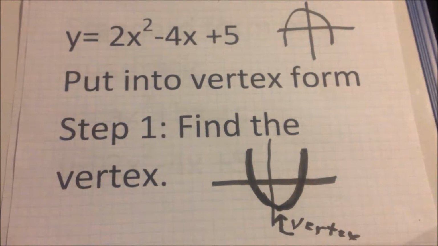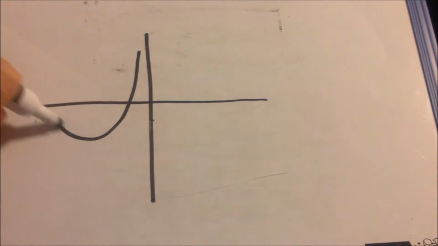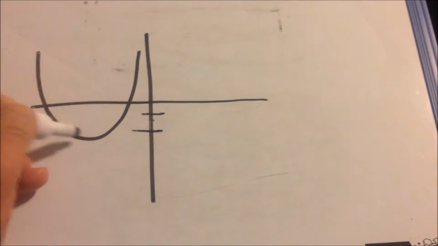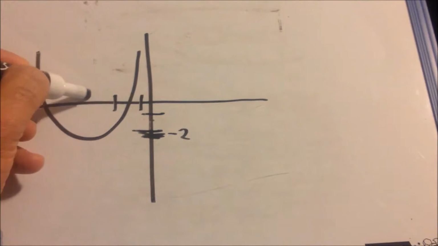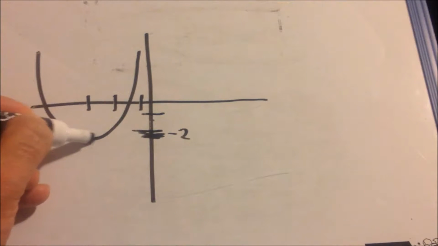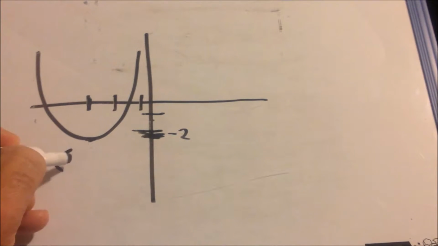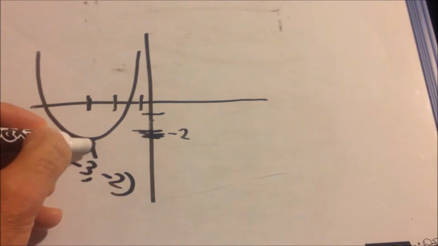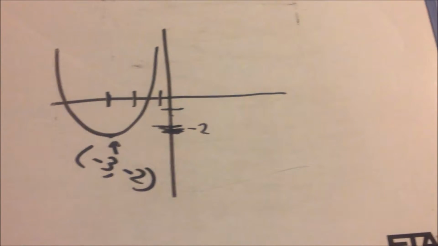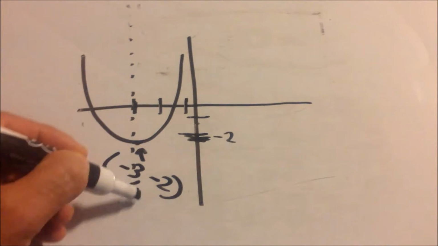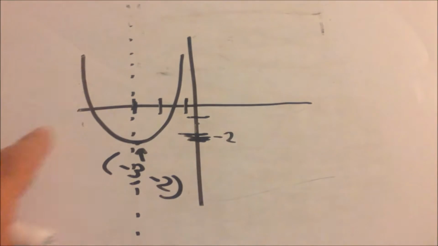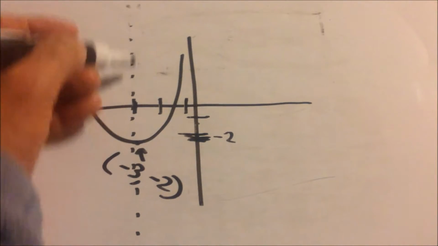Now, also, when you find the vertex, you need to first find the axis of symmetry. So if we had a rough graph, let's say we had a parabola here. Let's say that's -2, and we'll say 1, 2, 3. So let's say we can see the vertex on the graph. We can see the vertex is at -3, -2. That's the vertex. The axis of symmetry is where you can cut the parabola in half with this dotted line. Equal amount on the left, equal amount on the right. That's the axis of symmetry.